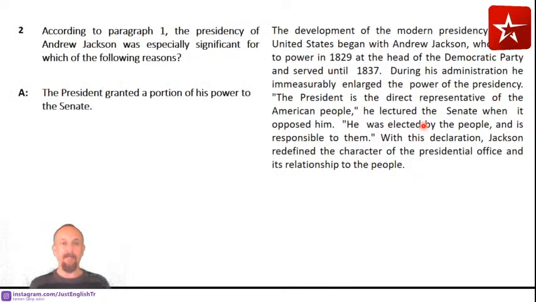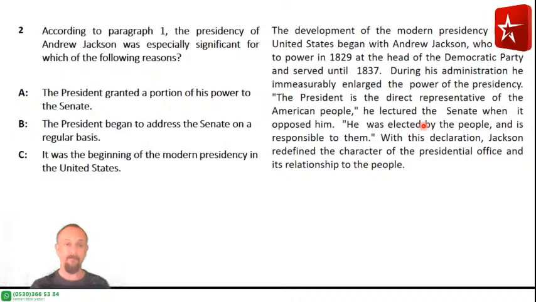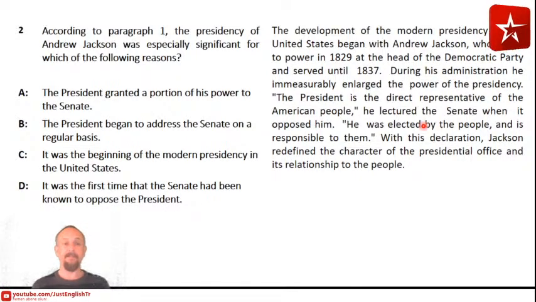So we've got A, the president granted a portion of his power to the Senate. We have B, the president began to address the Senate on a regular basis. We have C, it was the beginning of the modern presidency in the United States. And D, it was the first time that the Senate had been known to oppose the president. So there you go. I'm going to give you a minute to think about that too.